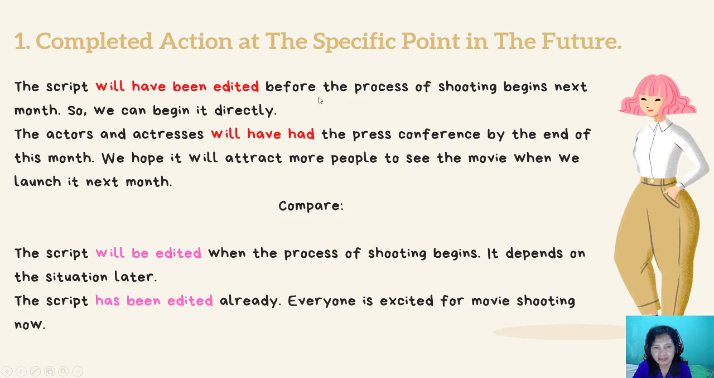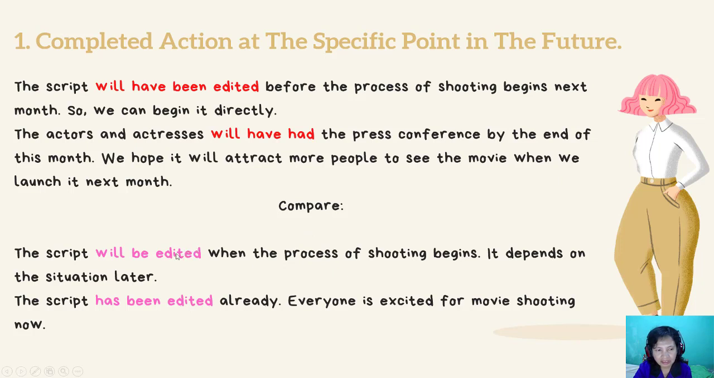Be careful with this, before and by. Actually they are the same, but I use before here not as a preposition but as a conjunction. That's why after before you have a subject and then begins is the predicate. So it is actually the adverbial clause of time, but here it is by. This is a preposition followed by the noun, the end of this month.